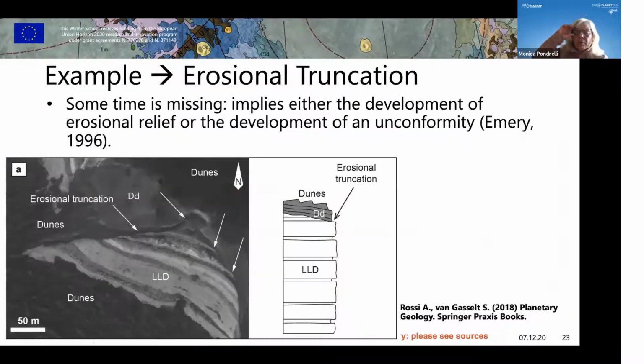Just to have some examples, erosional truncation. We have here some light tone deposit. This is very similar to the surface we have seen before in Eberswalde. Light tone layered deposits here, which are cut. And on top of them, we have the deposition of these darker deposits. So here we have erosion and non-deposition.